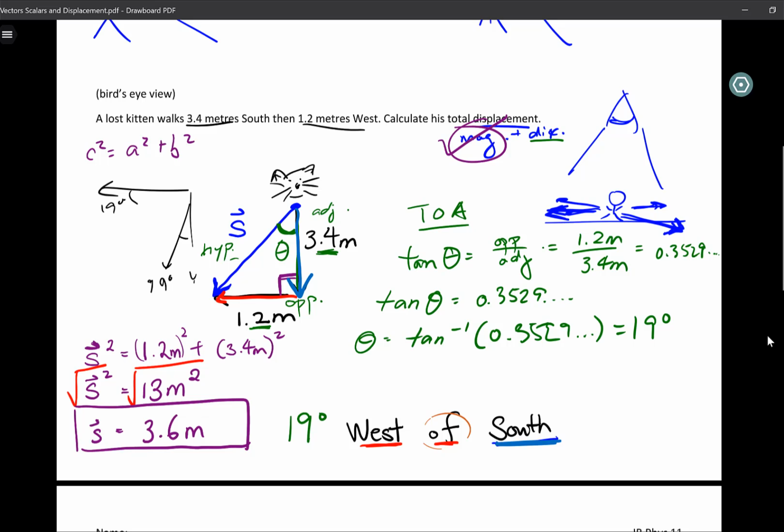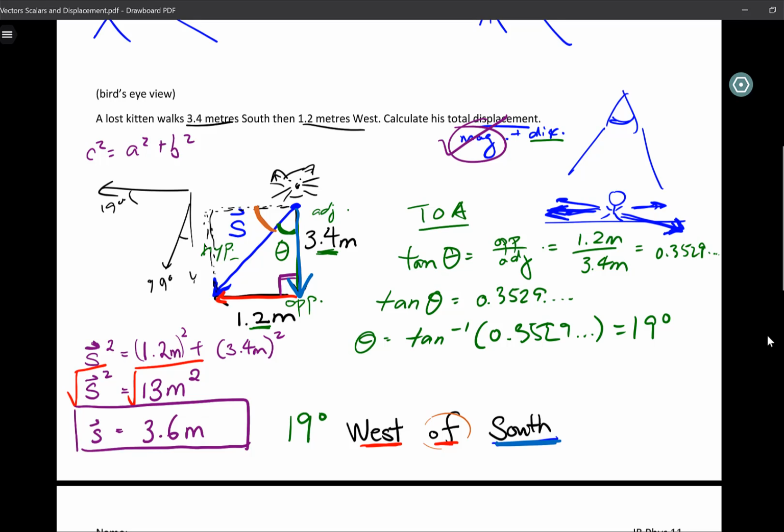Now, some of you little cheeky youngsters might be thinking, well, what about if I made my triangle this way? Okay, so if you did that, that was totally fine, because it's still describing the same direction, except you went west and then you went south. But here's the caveat. If you had done that, that means you would have had this angle instead.